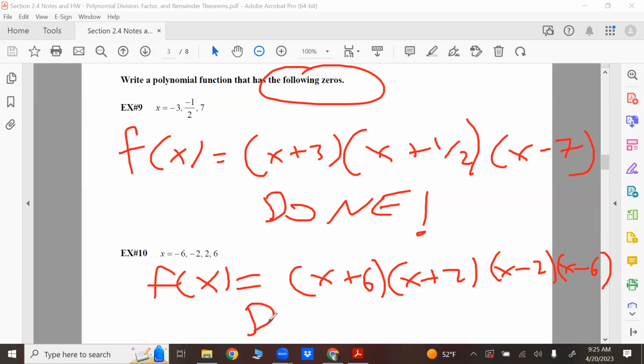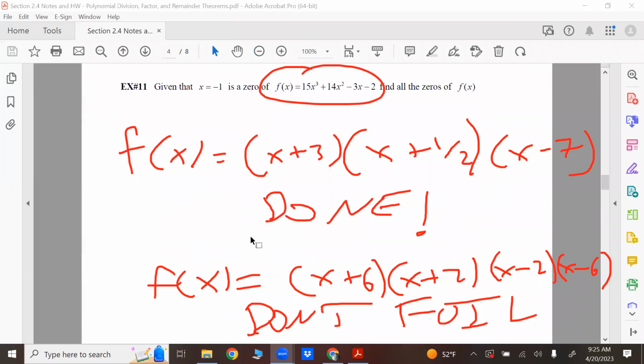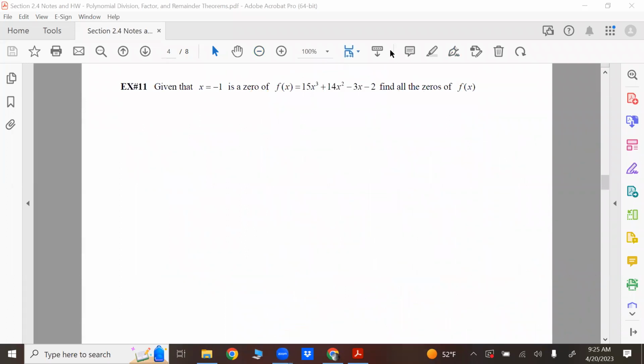So don't FOIL. I think it's just this tool useless. All right, this I do care about. And this I have seen show up on ACT, not SAT necessarily, but I've seen it show up on ACT, this type of situation. So you're told that this is 0.